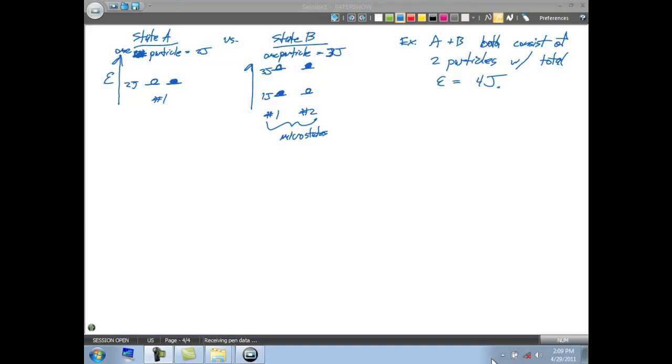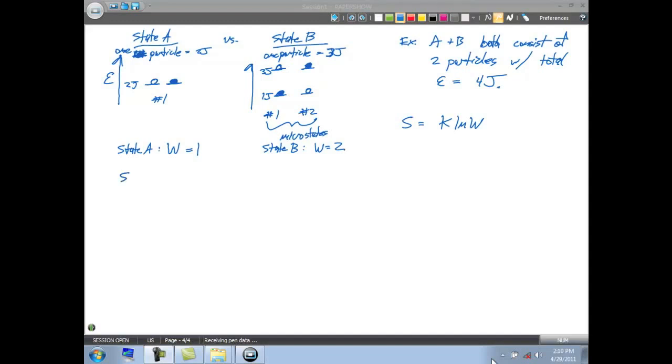So in state A, we can say that W from our other equation is equal to 1. And in state B, our W is equal to 2. And we know that the entropy, which is S, is going to equal k times the natural log of W. So as W increases, our entropy is going to increase.